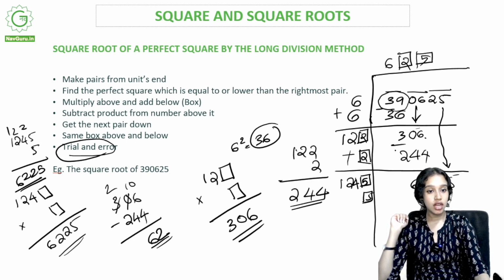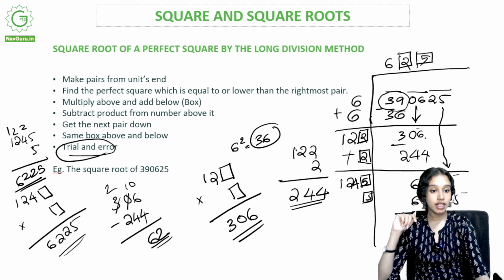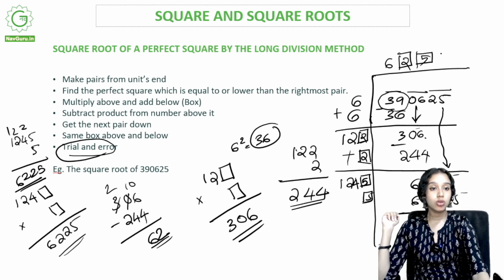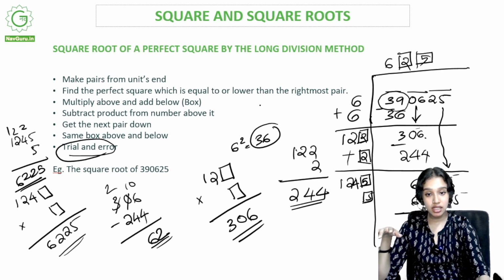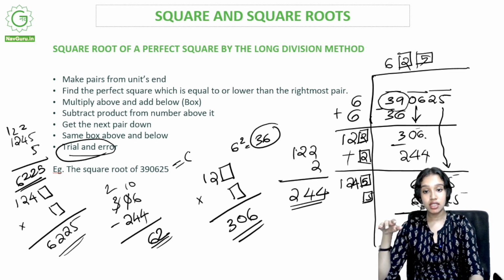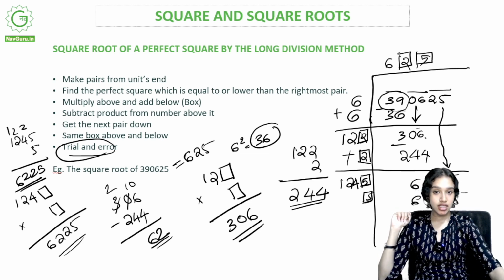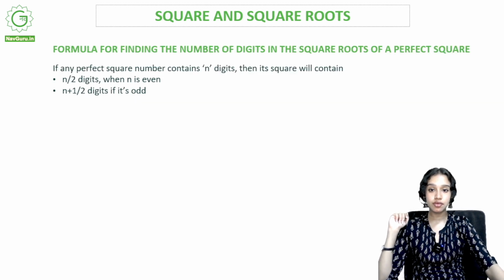Now, 1245 times 5 gives us 6225 and the remainder becomes 0. So what is the square root of 390625? It's nothing other than 625. This is the long division method.